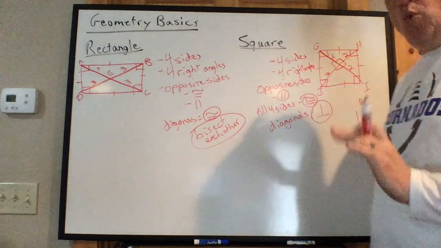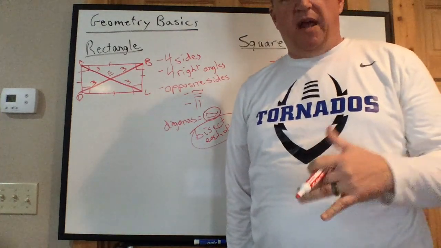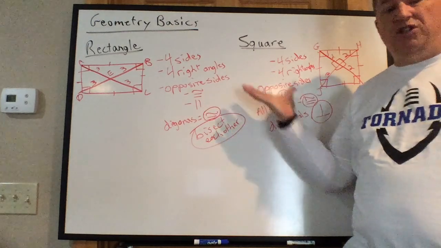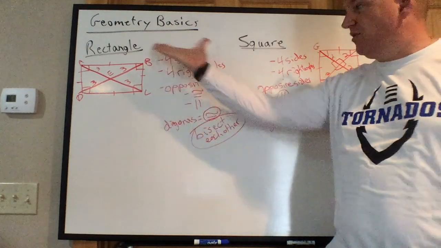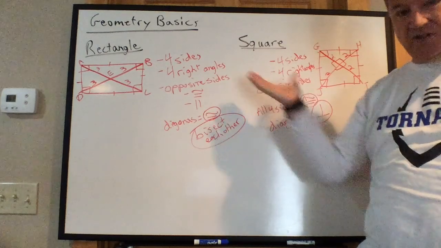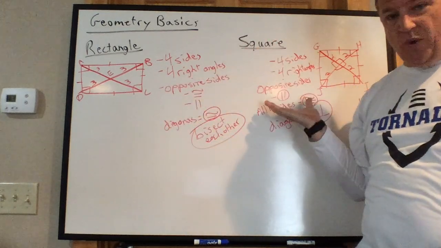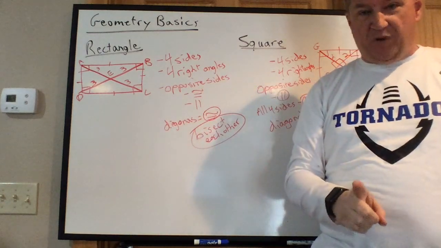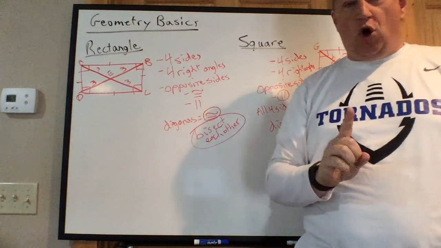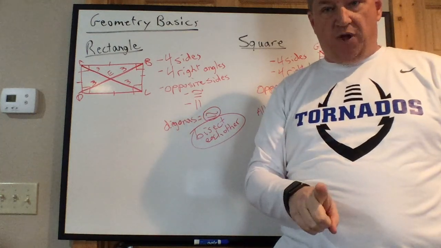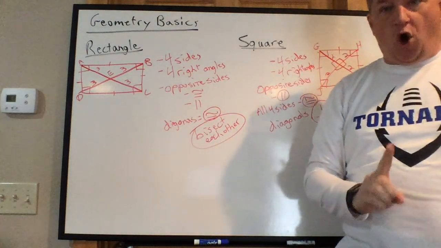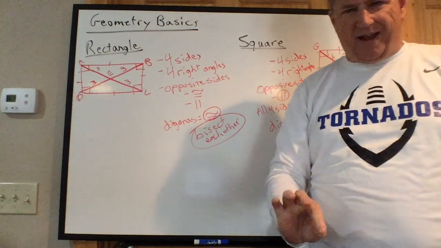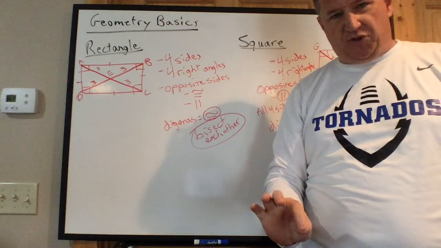One of the things that we talk about, and you'll hear it said more than once, is that a square is just a special kind of rectangle, because there are so many similarities between these two shapes. A square is a special rectangle. You probably want to write this part down: all squares are rectangles, but not all rectangles are squares. I'll repeat that. All squares are rectangles, but not all rectangles are squares.